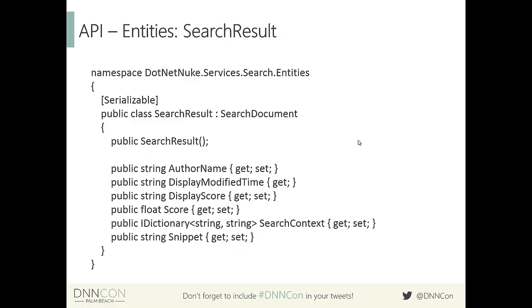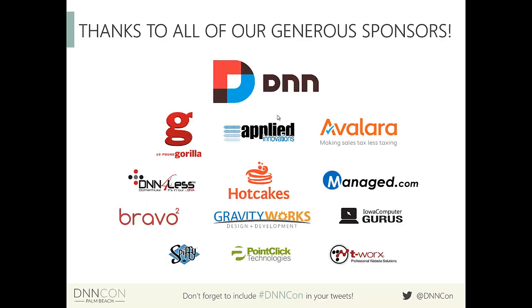This is just an illustration of what the search result looks like. Again, it inherits from search document. It has author name, modified time, score. So you could actually display the Lucene score to show users if you want to, and the snippet. The search document contains all the other items like URL and all the different things that mirror the Lucene index structure. That was pretty much the end of my presentation.